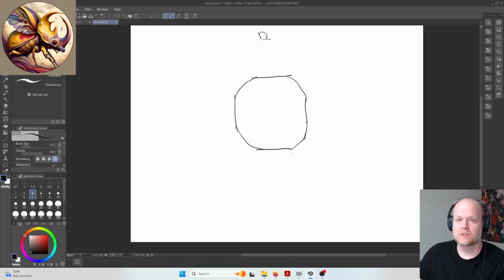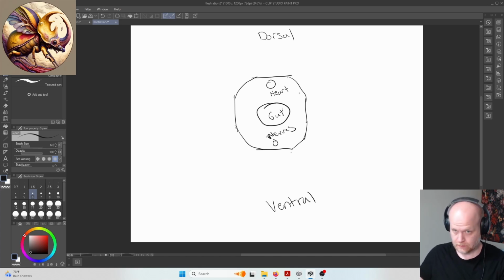So if you have the dorsal surface up here, you have the ventral surface down here. This will be a cross section. If you cut the thorax in half, you have the gut running down the center, you have the heart running down the back, and you have the nerve cord running down the venter. The dorsal surface of the thorax is usually called the notum. So this is the dorsal surface.